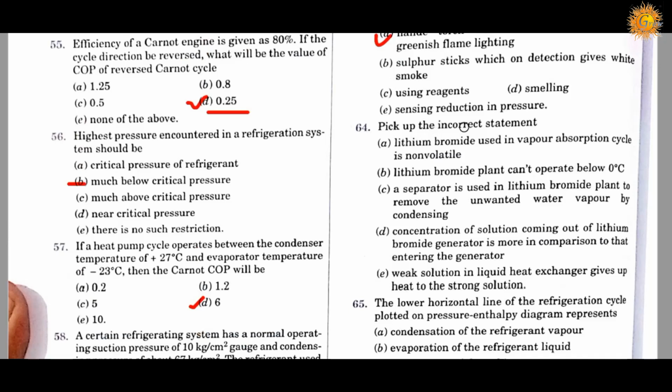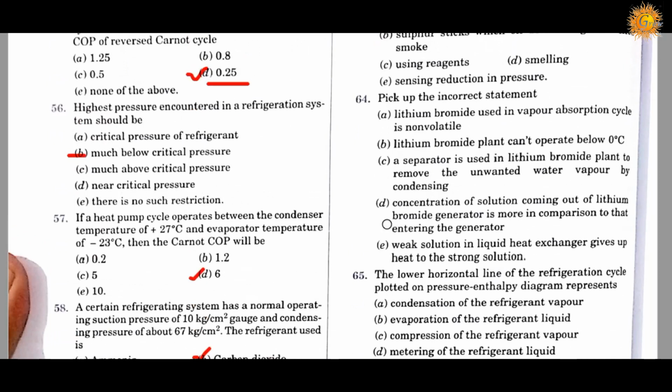Pick up the incorrect statement. Option A. Lithium bromide used in vapor absorption cycle is non-volatile. Option B. Lithium bromide plant can't operate below 0 degree centigrade. Option C. A separator is used in lithium bromide plant to remove the unwanted water vapor by condensing.